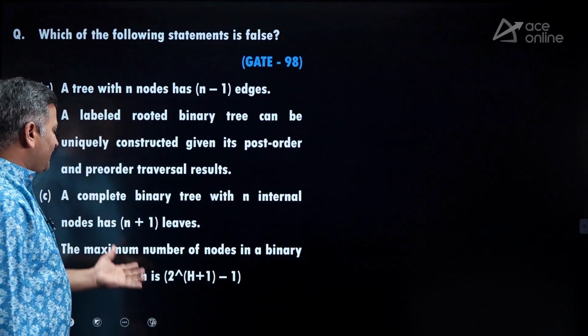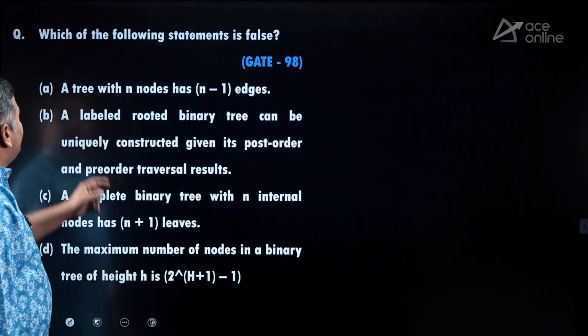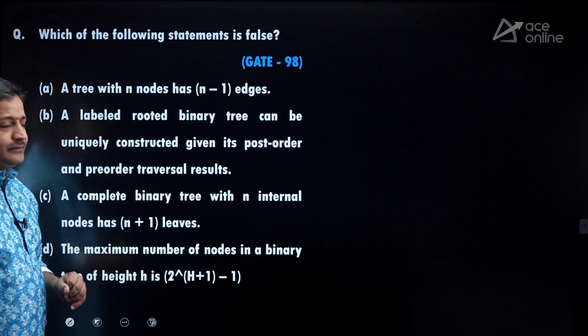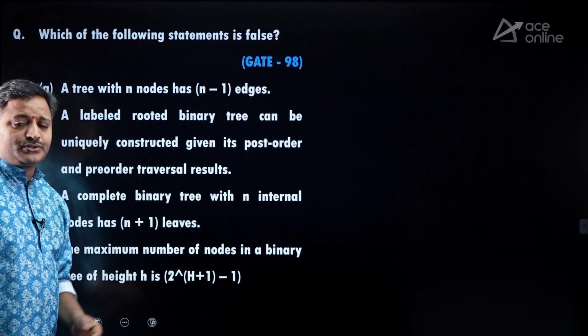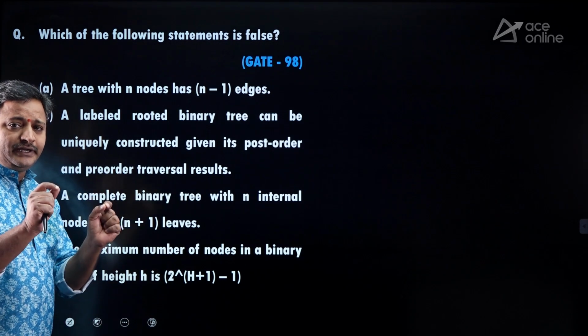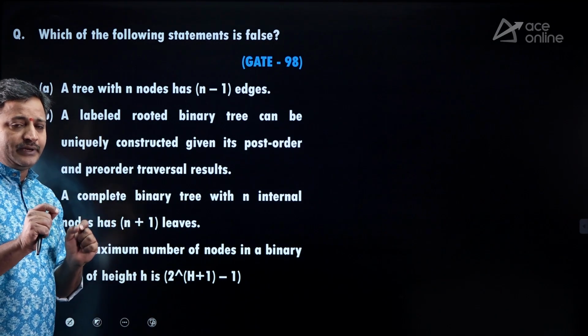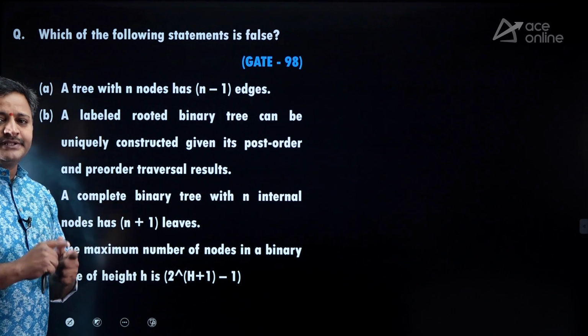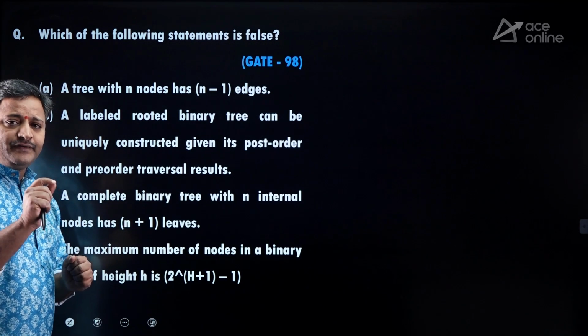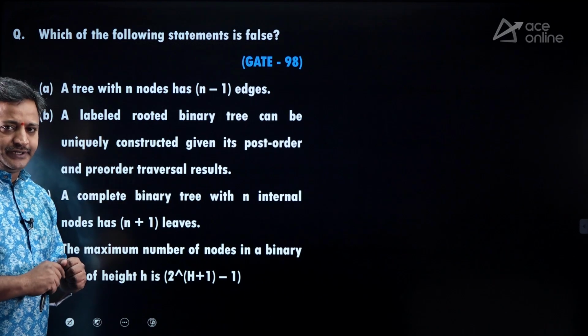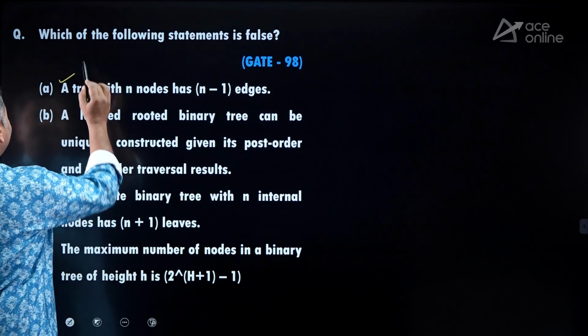These are regarding properties of binary tree, just now explained. They are asking which of the following statements is false. Just observe: a tree with n nodes has n minus 1 edges. Obviously it is true, because every tree must contain n minus 1 edges, otherwise the tree becomes disconnected. In the spanning tree concept also I clearly explained, a graph with v vertices must have v minus 1 edges. So the first statement is true.